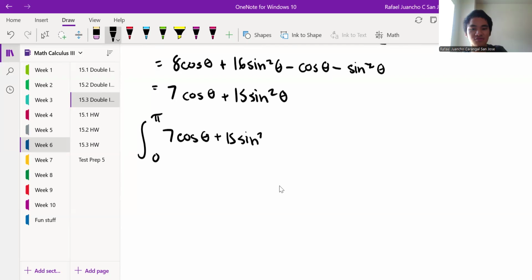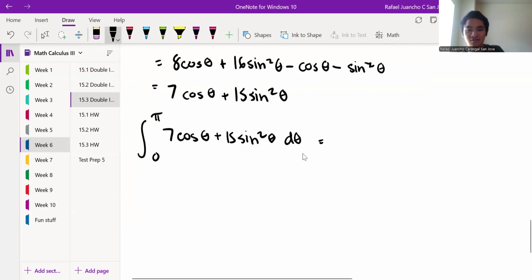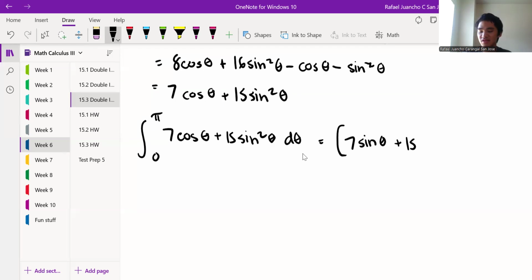And we're going to treat this like a normal integral. Now we have d theta here. So this is going to give me, uh-oh. So 7 cosine is just 7 sine. That's not an issue. But now my issue is this thing, 15 sine squared. How do I integrate sine squared?